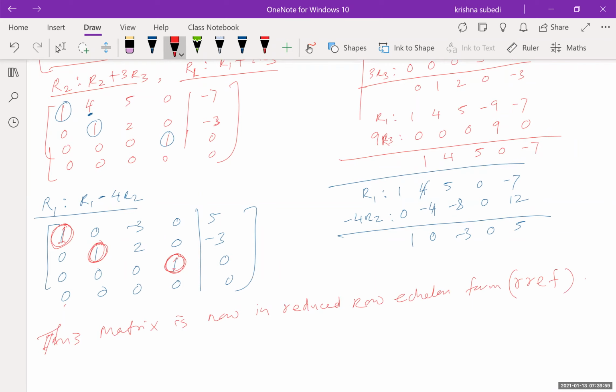Professor? Yes. Sir, is there any diagonal relationship compulsory between the pivots?